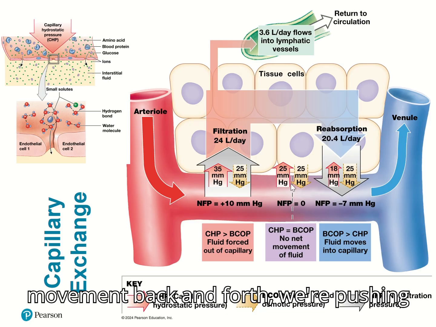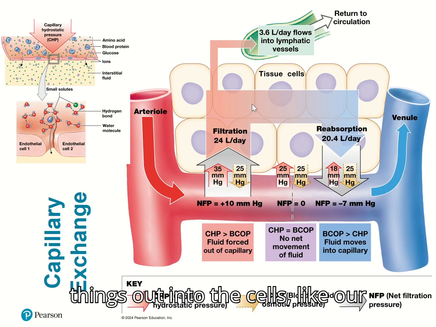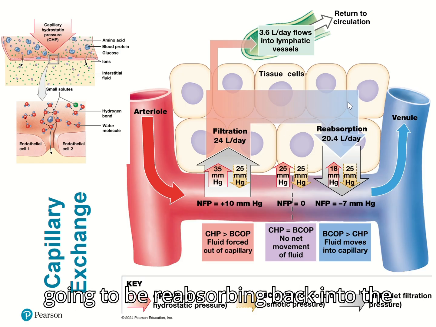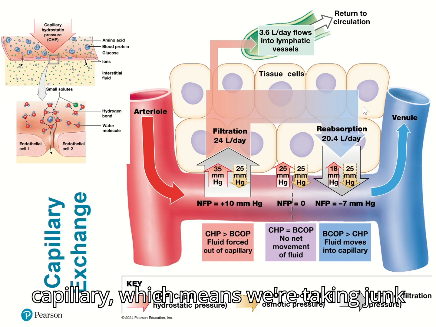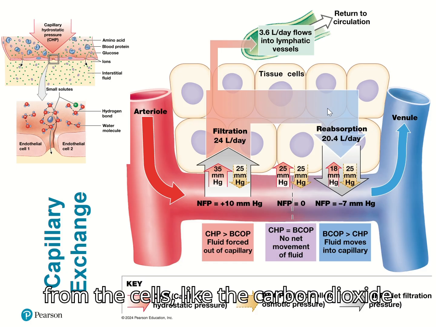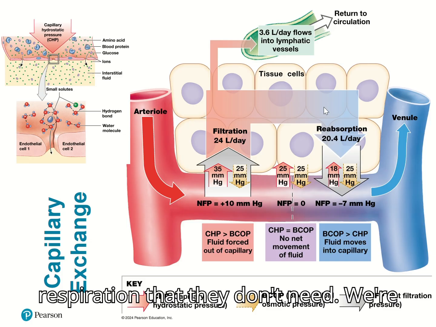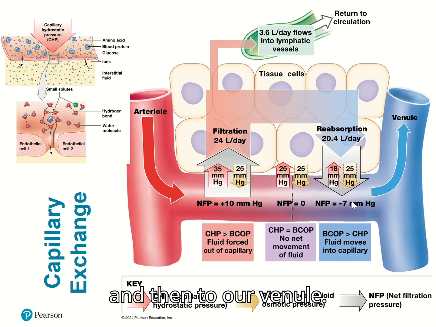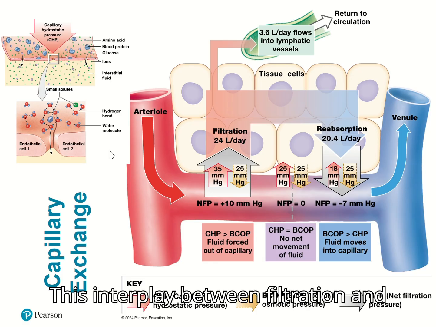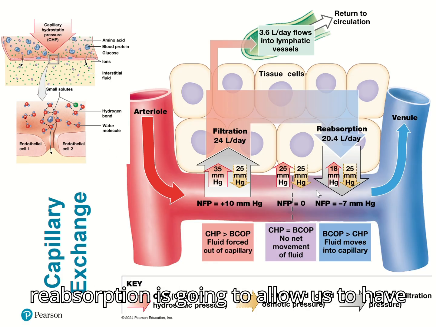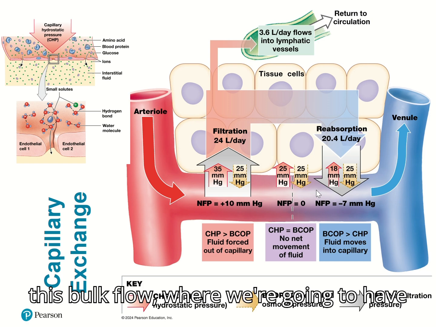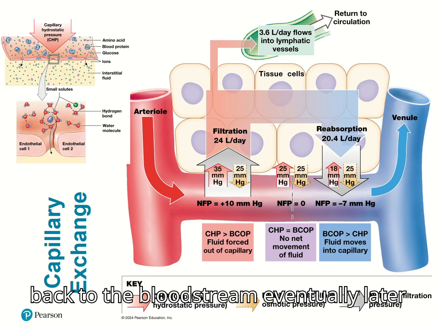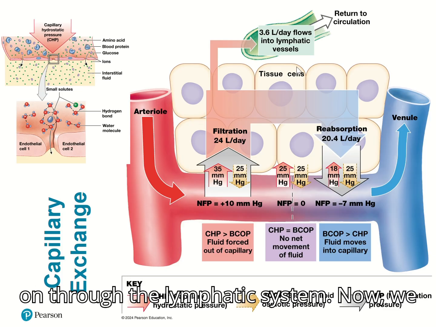All this movement back and forth, we're pushing things out into the cells, like our oxygen and our nutrients that help to feed our cells, and then we're reabsorbing back into the capillary, which means we're taking junk from the cells, like the carbon dioxide made during cellular respiration that they don't need. We pull that into our capillary and then to our venule. This interplay between filtration and reabsorption allows us to have bulk flow, where we have net movement of water out of the capillaries to the tissues and then back to the bloodstream eventually, later on through the lymphatic system.